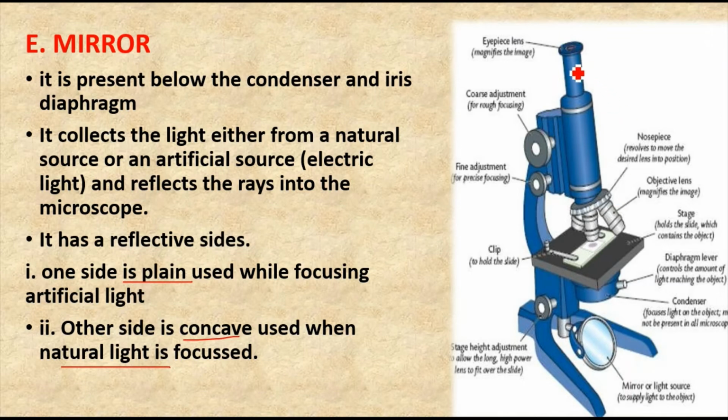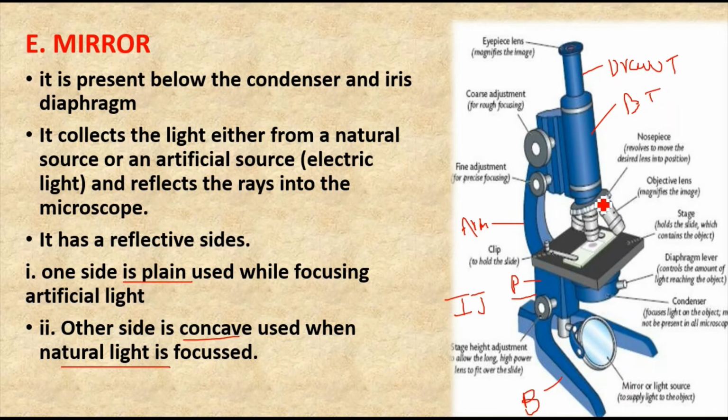Once again, what are the mechanical parts that we have discussed? We had seen the base, so here is the base. Then the pillar, so this is the pillar. Then the inclination joint, IJ simply. Then we have the arm. Then the body tube, so this is the body tube. And then we have the draw tube, so this is the draw tube, and this is the body tube.